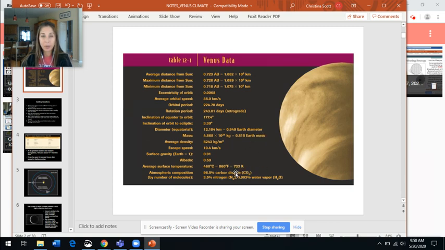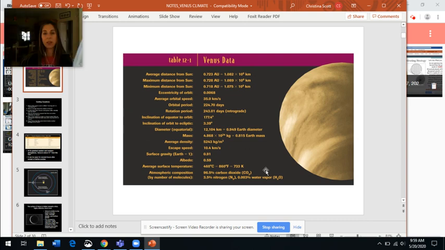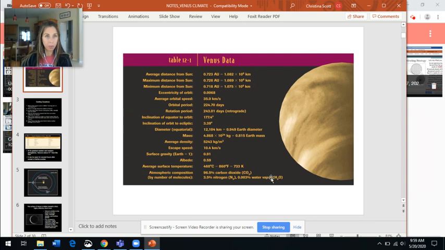You can see that its atmospheric composition is mostly carbon dioxide, 96%. Whereas on our reference table, if you guys remember, this trace amount right here is 1%, which includes our greenhouse gases like carbon dioxide, methane, water vapor. But you can see it's only 3% nitrogen for Venus's atmosphere compared to 78% for the Earth. All right, let's get going.